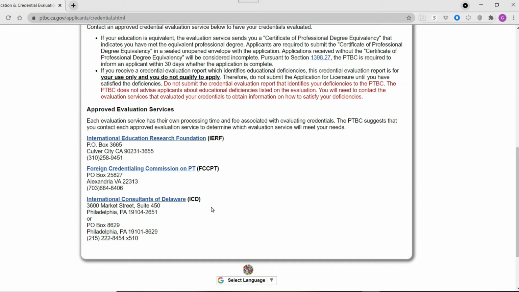So you can just do the educational credential review, and that can be done through IERF, the FCCPT, or the ICD. Okay, and these are the important information: their address, their phone number, where you can reach these evaluation services. Okay, each evaluation service has their own processing time and fee associated with evaluating credentials. The PTBC suggests that you contact each approved evaluation service to determine which evaluation service will meet your needs.